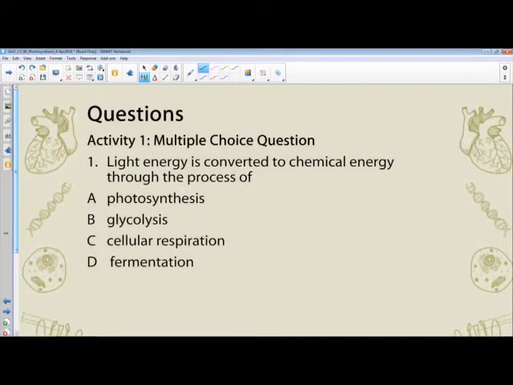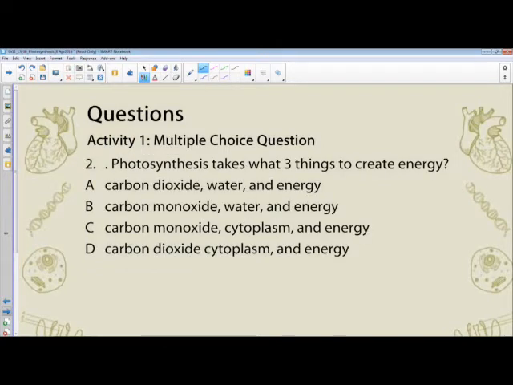Activity 1, multiple choice question. Light energy is converted to chemical energy through the process of A. Photosynthesis, B. Glycolysis, C. Cellular respiration, D. Fermentation.